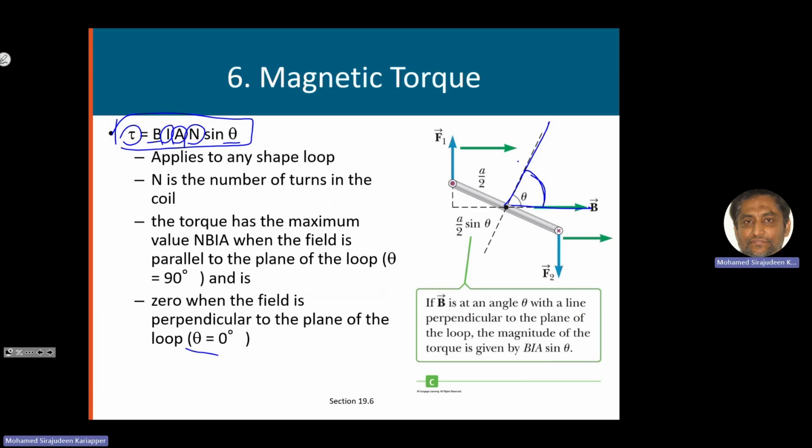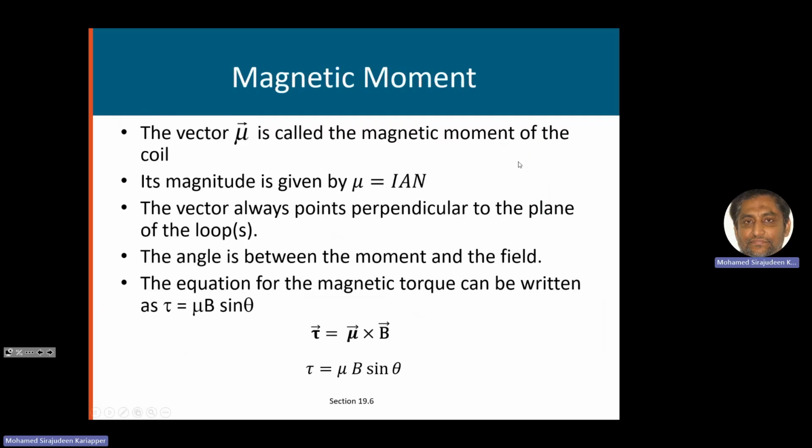We got one more equation now. We had the magnetic force for a single charged particle, then the magnetic force for a current carrying straight wire. Now it is torque, not just force: the magnetic torque on a current carrying loop. We got this equation, and now we are going to do some more things with it.